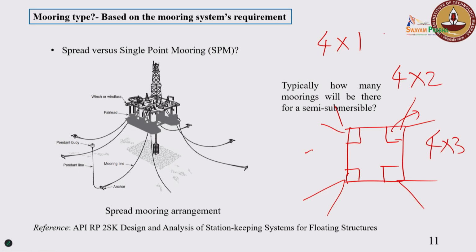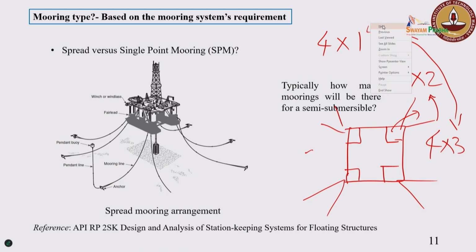So what will happen if I am going to travel this way, 4 cross 1 to 4 cross 3? If I am going to have 4 cross 3, it will have better performance, right? Because you have 3 moorings running. But then what is the disadvantage? Because you might have invested more, right? Okay, so now we will revert back to 4 cross 2. Whether I can use 4 cross 1, that's a question now, right?